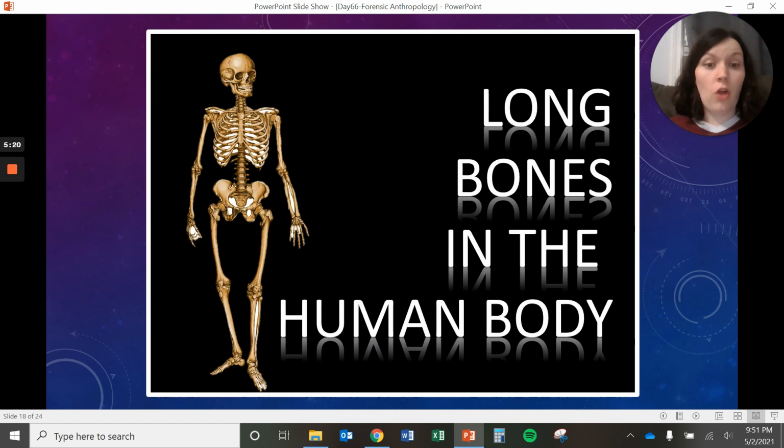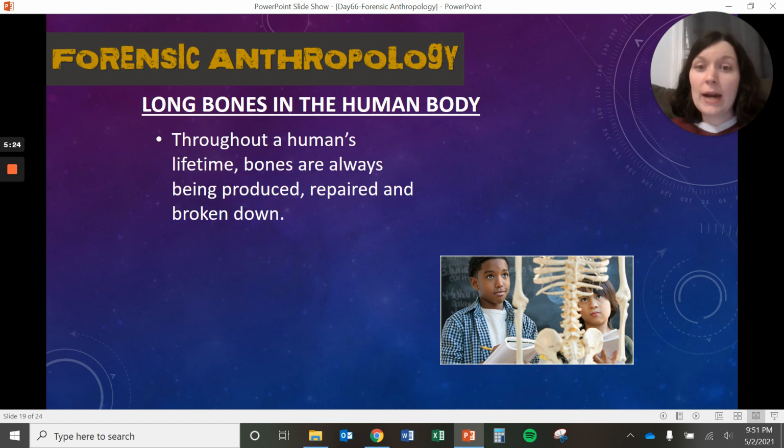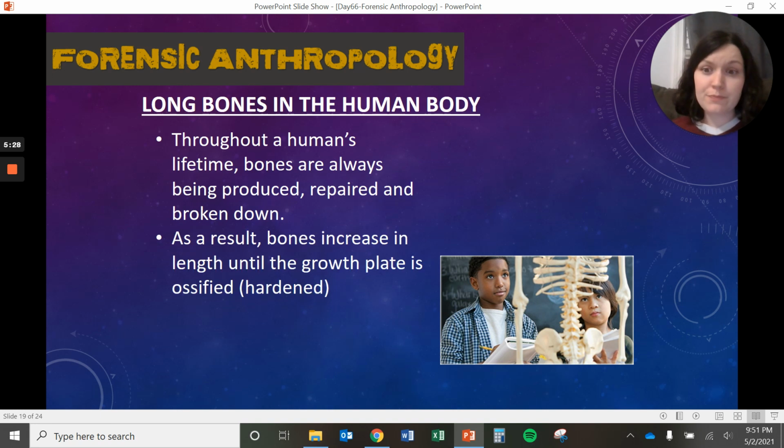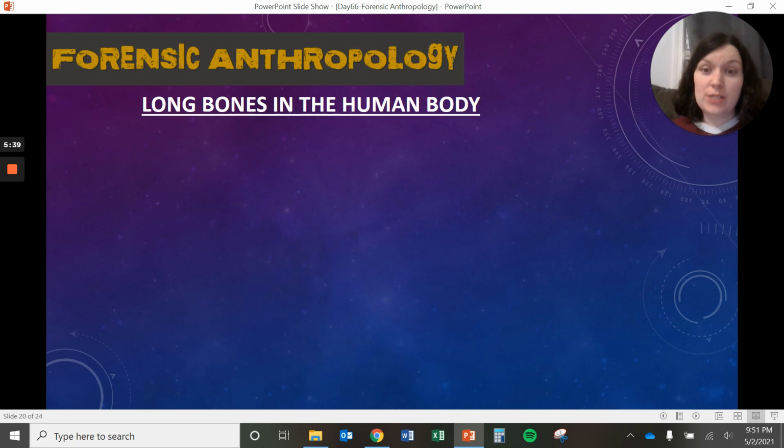Okay, and now we're going to look at the long bones in the human body. So long bones in the human body, throughout a human's lifetime, bones are always being produced, repaired, and broken down. And as a result, bones increase in length until the growth plate is hardened. We already talked about that. And after age 30, this begins to happen in reverse.